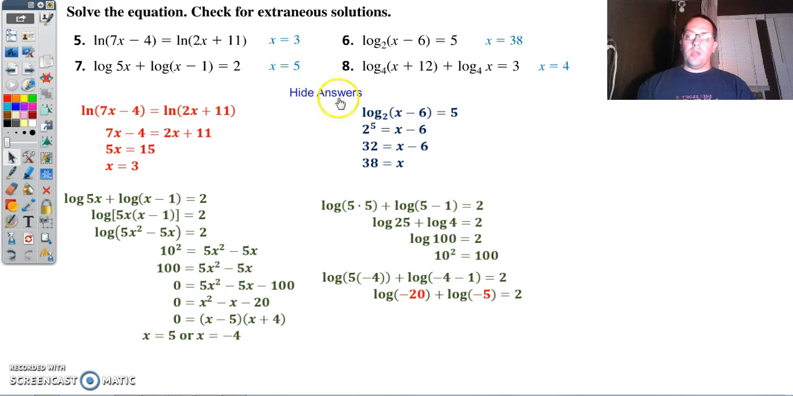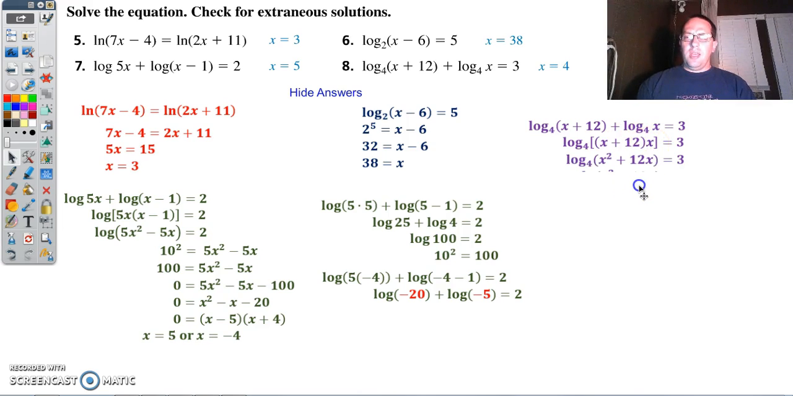All right. Let's take a look at number 8. So we have our original equation. We have logarithms that are the same base. Now they're not common log like it was in the other example. It's base 4. But that's okay. They're the same base, so we can still work with this. We can still take these logarithms and put them together. So we're adding the logarithms. We need to multiply the arguments. So that's x plus 12 times x. Go ahead and distribute that in.